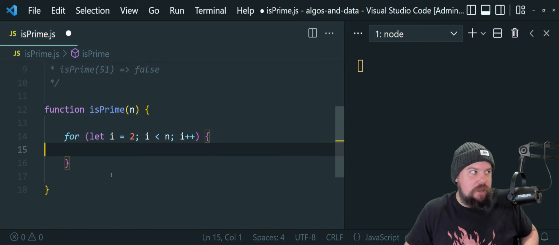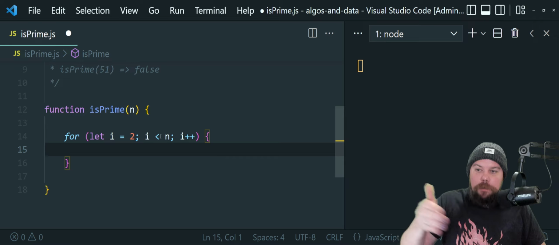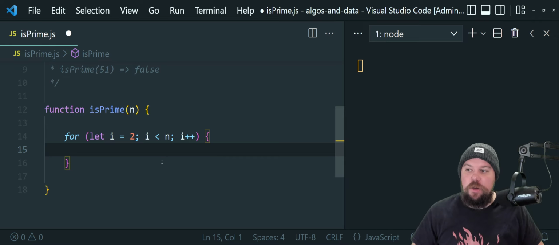So it's like, oh, okay, Luke, so I'll just make a loop that goes through all the numbers up to, but not including ours, because that'll be a factor anyway.